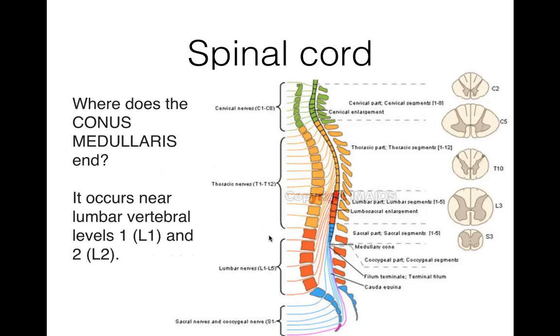So the conus medullaris is the termination of the spinal cord. The tapering end of the spinal cord is called the conus medullaris. This terminates between L1 and L2 in the adult. This level of termination is very important in order for you to perform a safe lumbar puncture in the adult.